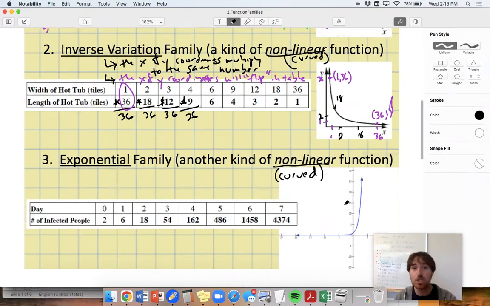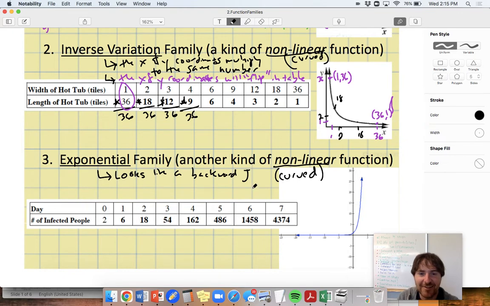Here's a relationship, the exponential family, where we're also going to end up with a graph that is curved. This is a graph of an exponential function. We're going to study that in Chapter 7. So exponential family, another kind of nonlinear function. What I might want to do is describe its shape right now. One thing we say in class is it looks like a backward J. That's what it looks like, right?